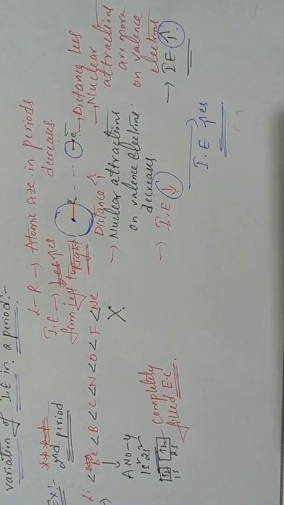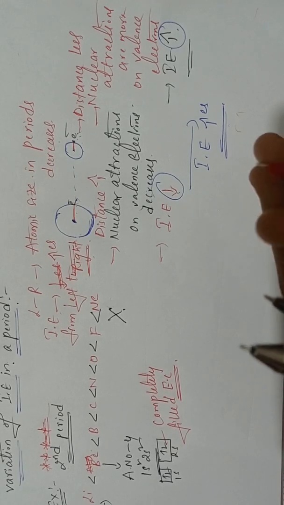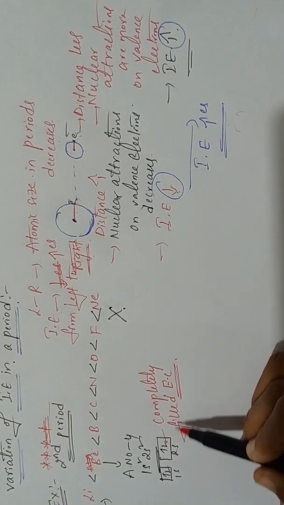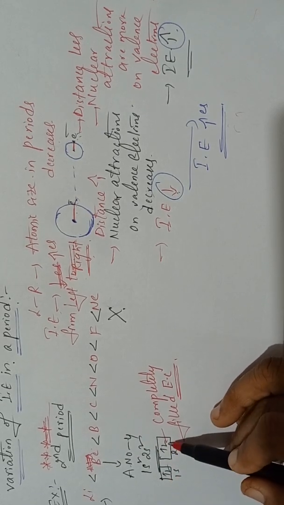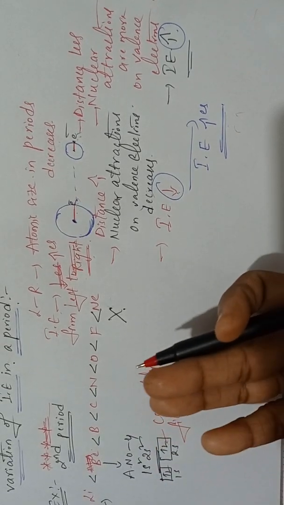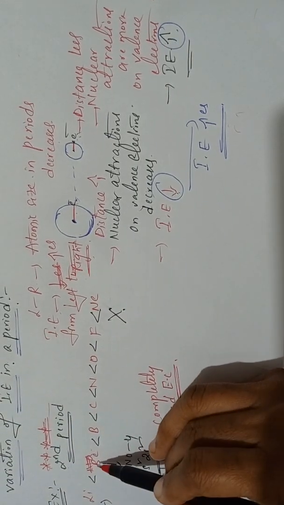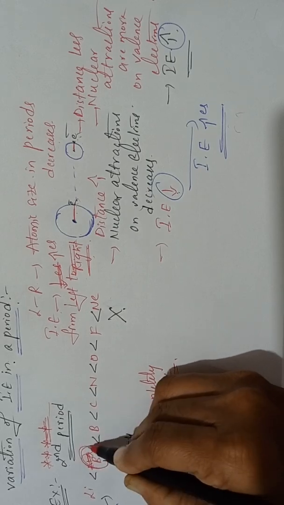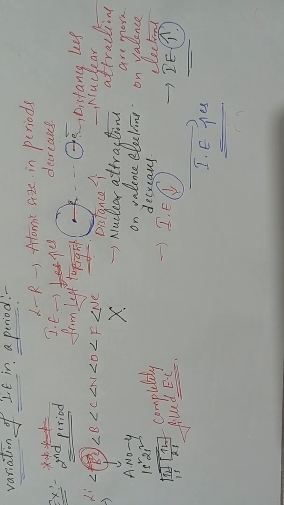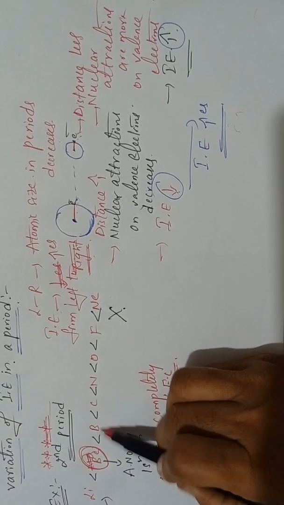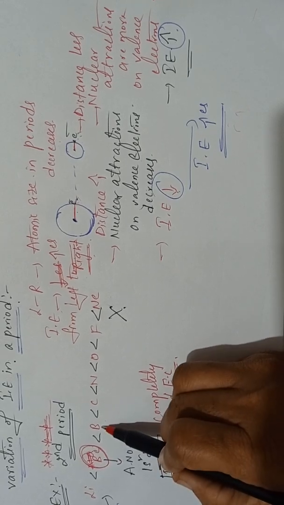So we know that half filled and completely filled orbitals are more stable. So this electronic configuration is more stable. That means these electrons are strongly bound by the nucleus, so the nucleus is not ready to lose the electron. In the case of beryllium, students, we have to supply more energy to remove the electron. So when compared to boron, beryllium has the more ionization energy.